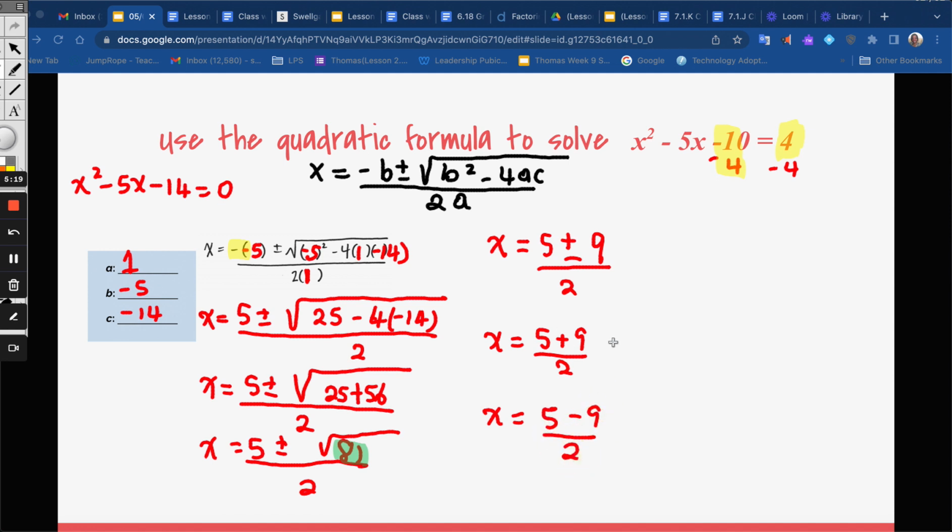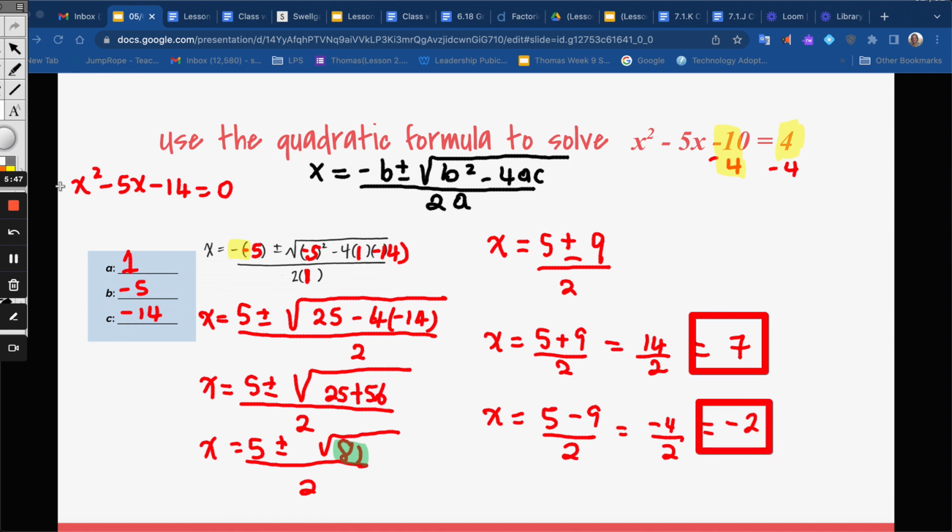We can simplify each of those. So 5 plus 9 is 14, divided by 2, that's going to be equal to 7. And 5 minus 9 is going to be negative 4 over 2. Negative 4 divided by 2 is negative 2. So the two solutions that we have for x are x equals 7 and x equals negative 2.